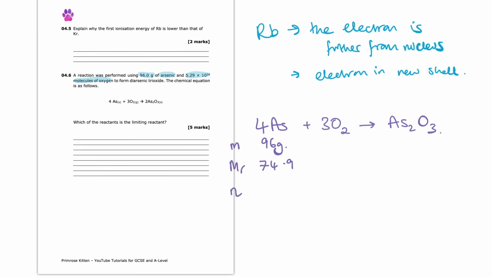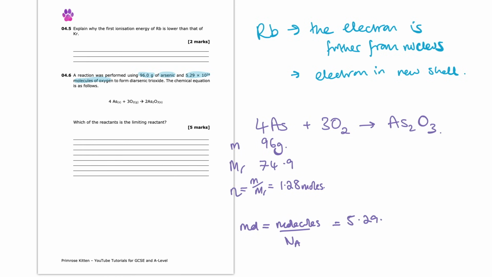We could say, using the fact that mass over the MR is the moles, that we have 1.28 moles of arsenic. So when it comes to the oxygen though, they didn't tell us how many moles and they didn't tell us the mass either. What they told us instead was the number of molecules. And we need to remember that if we know the molecules, we can work out the moles by dividing it by Avogadro's constant. So the moles equals the molecules over Avogadro's, let's work that out then.